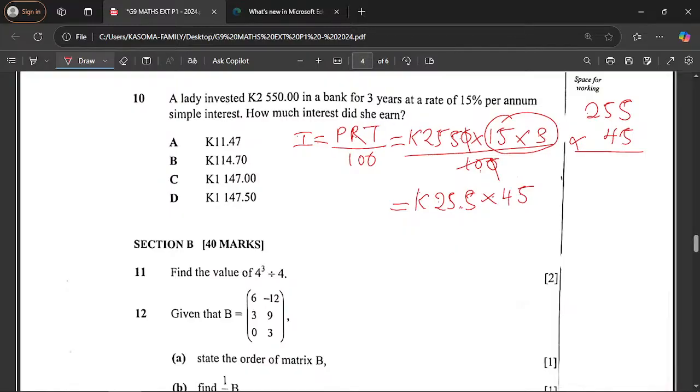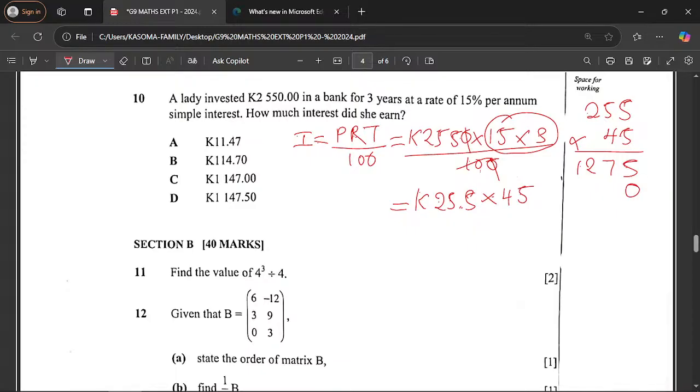So we say 5 by 5 will give me 25. So I'll write 5, carry 2. 5 by 5, 25 plus 2 is 27. Then 5 plus 5 will give me 10 plus 2, which will be 12. Then we put 0 here.